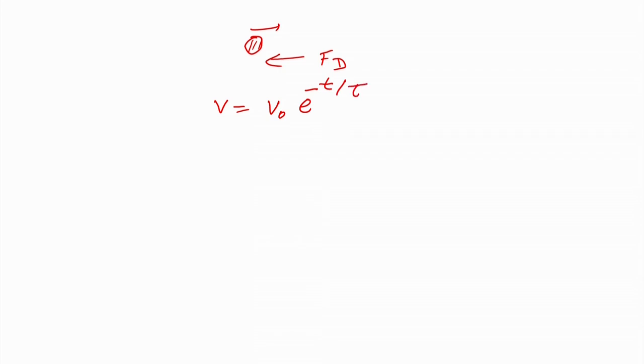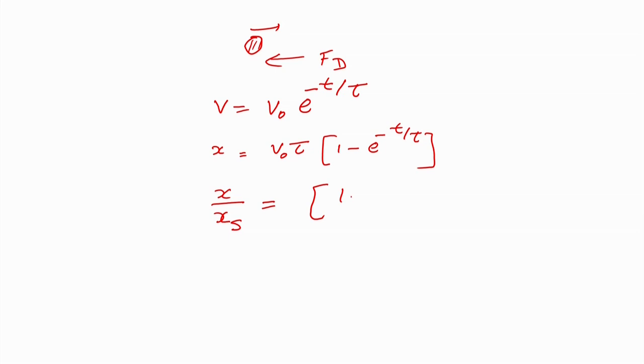where tau is nothing but the response time. Okay? And similarly, we have defined how the position of the particle will change, and that will be given by this formula: x will be equal to V naught tau times (1 minus e raised to the power minus t upon tau), where V naught is the initial velocity of the particle. V naught tau can also be written as the initial position of the particle, x s. So, x upon x s will be equal to 1 minus e raised to the power minus t upon tau.